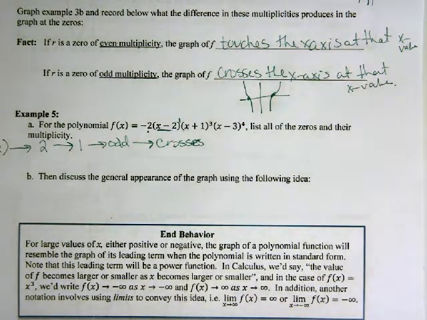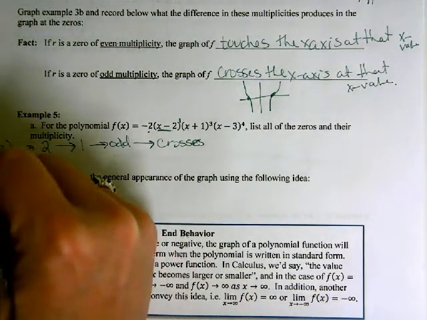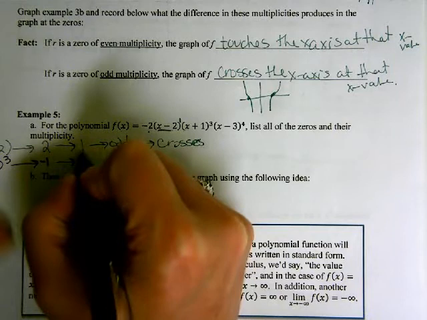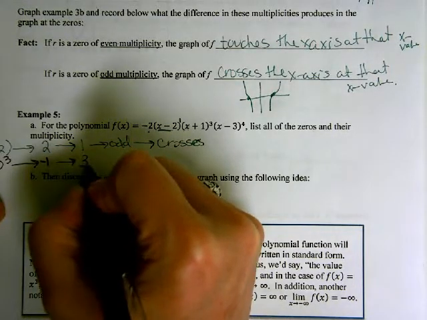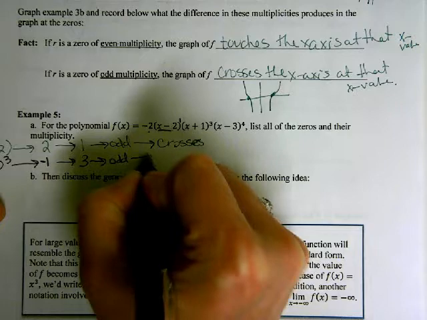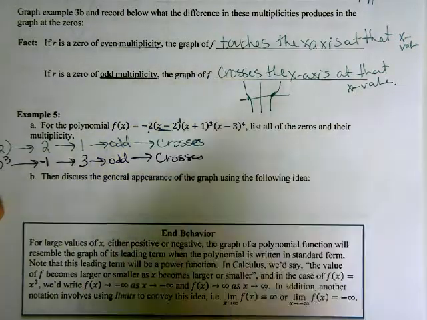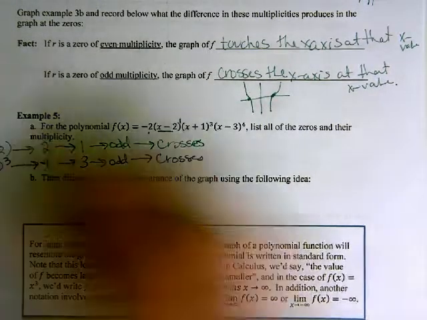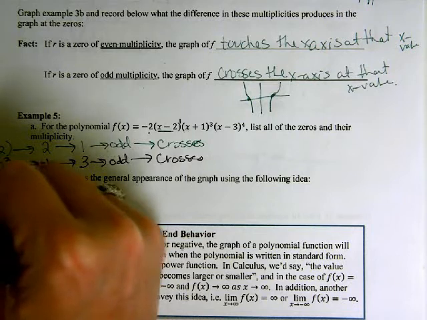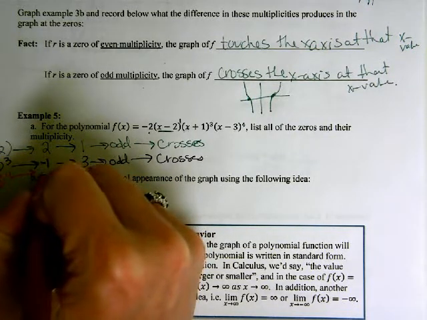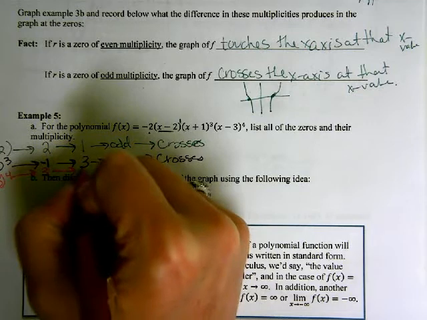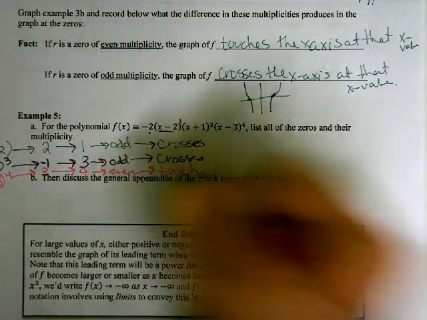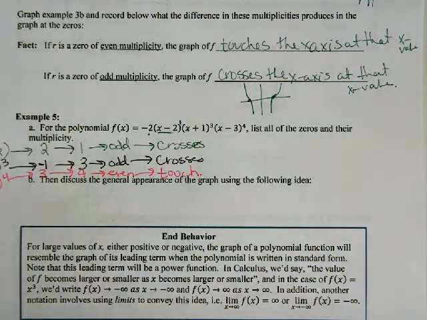Continuing with the other factors, the factor of x plus 1 cubed spits out a zero of -1. Its multiplicity is 3, which is an odd number, which means you cross the x-axis at that point. The factor of x minus 3 to the 4th spits out a zero of positive 3. The multiplicity is 4, which is an even number, which means that you touch the x-axis.